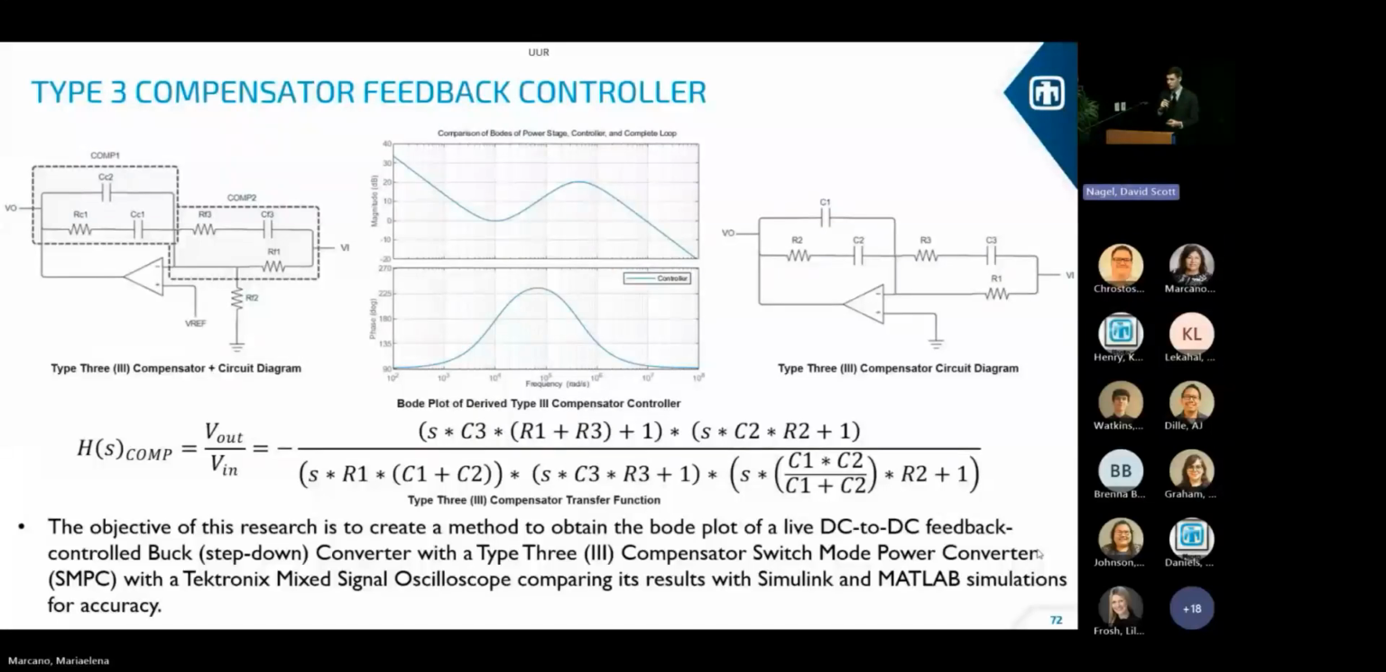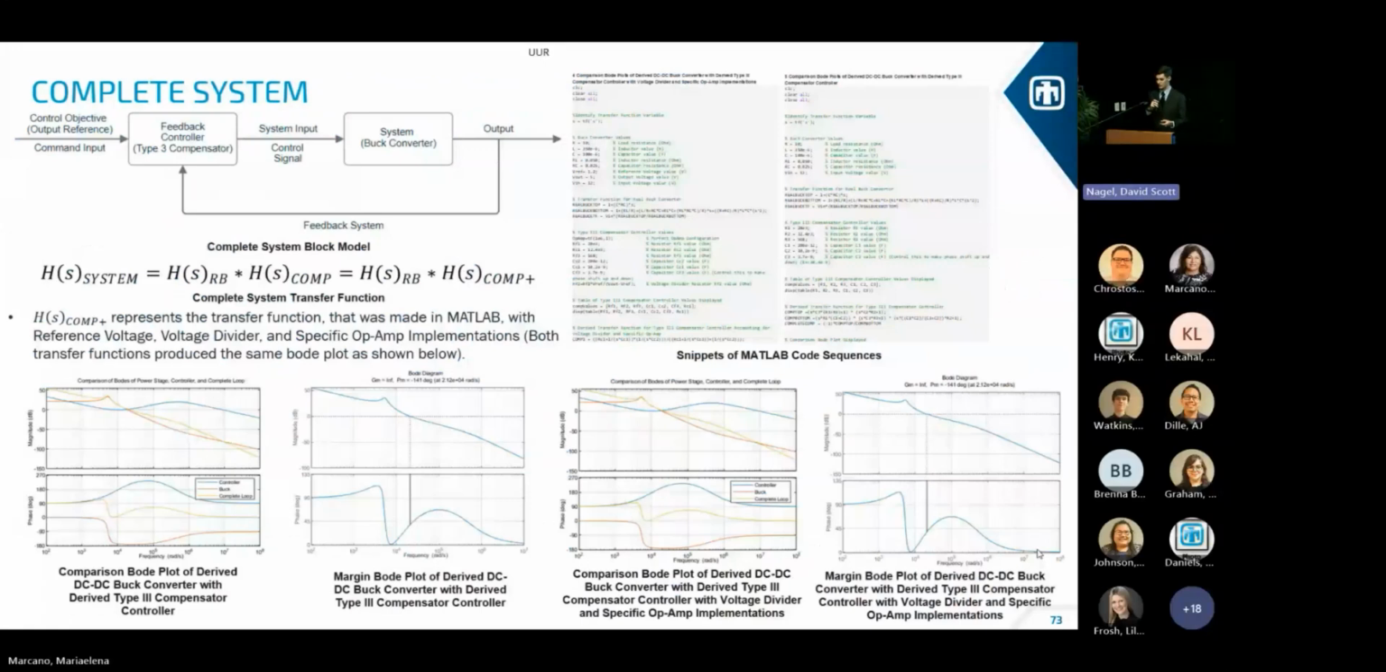Like I said, the type 3 compensator feedback controller is used to stabilize the entire system. So as you can see on some of these plots below, you can see the buck converter, and then you can also see the type 3 compensator, and then you can see the resulting plot of the closed loop response for the system. And that was the main goal, simulating the closed loop response for that system.